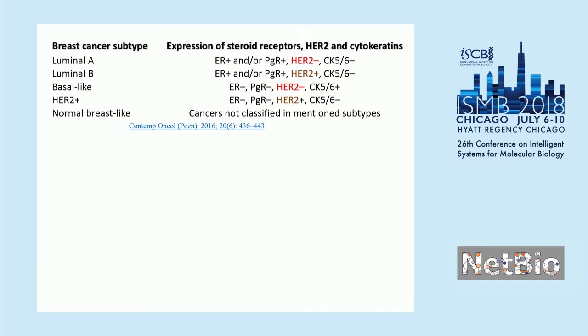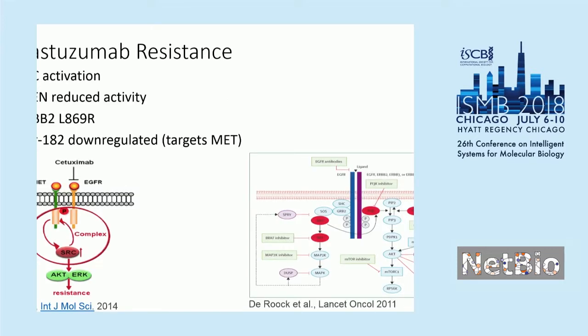So here we have the molecular subtypes as we know them: luminal A, and luminal B, which are hormone receptor positive, except that in the case of luminal B, there's also the human epidermal growth factor, in contrast to the luminal A, which doesn't have the HER2 expression.